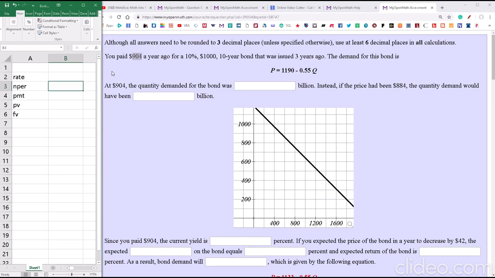The number of periods is 10 years. The payment, or the coupon payment, is 10% of $1,000, or $100. The price that we paid a year ago is $904, and the face value is $1,000.